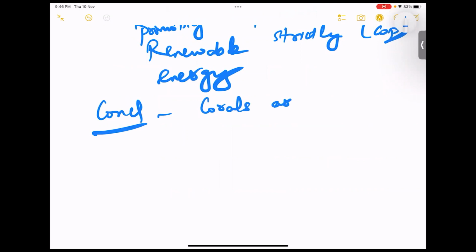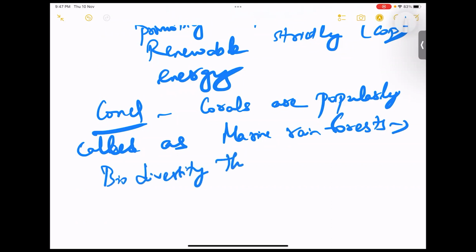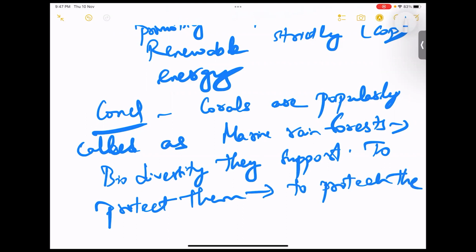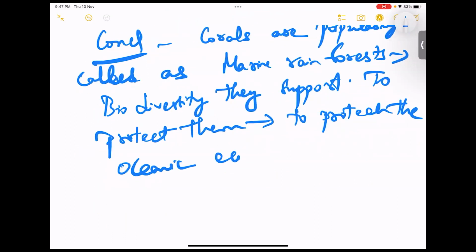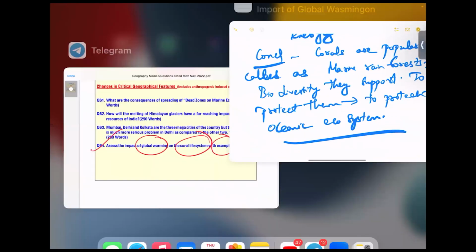Corals are popularly called as, what are they called as? Marine rainforest, sir. Yes, marine rainforest, which reflects the biodiversity they support. To protect them means to protect the oceanic ecosystem. Hence, so you can conclude like this, not a problem. Clear? Yes, sir.